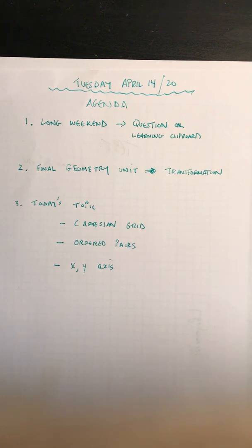So we're going to start the final geometry unit. This is transformations. This is going to be looking at the Cartesian grid and all the different transformations that happen within it in grade 8. That's moving shapes around, reflecting shapes, rotating shapes, and if we have time, we can actually do some dilation of shapes, making them bigger and smaller.